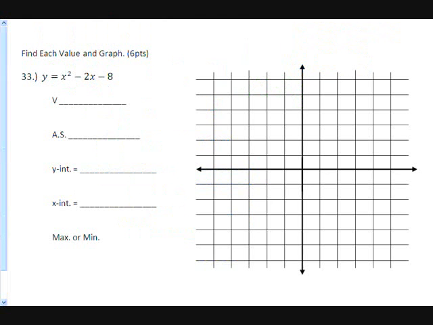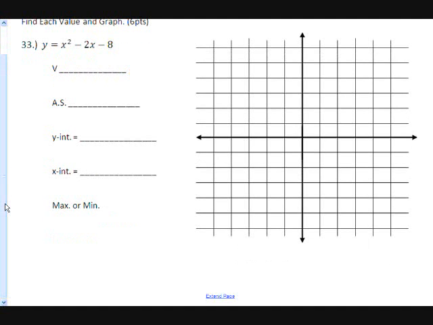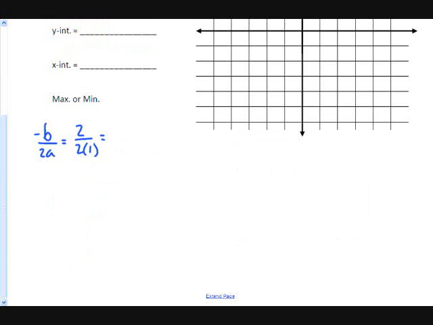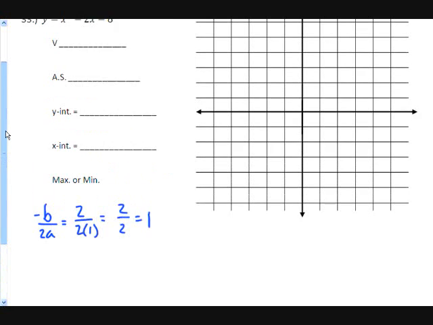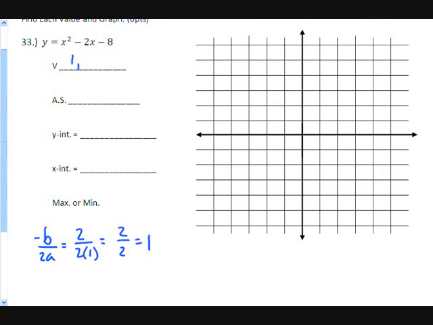The last problem here, we want to find each value and graph this thing. So for the vertex, remember, I have to do the opposite of b over 2a. So for this one, the b value is a negative 2. Opposite of b is a 2 over 2 times a, which is 1. So that's going to give me a 2 over 2, which is 1. And that's just the x value for the vertex. I still need to go back and find the y value, so I know it's 1 comma something.